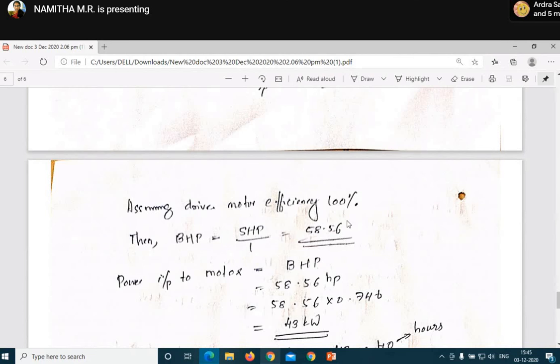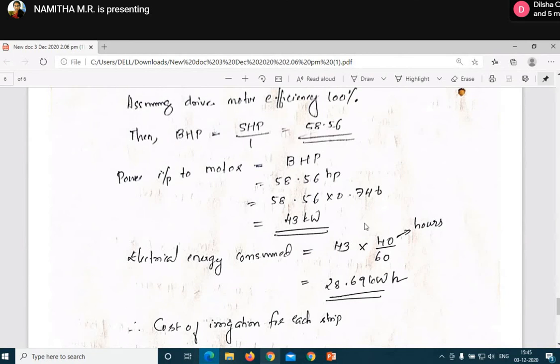Now this is in HP, so we have to convert it into kilowatt. While converting it into kilowatt, we have to multiply it with 0.746. So this much kilowatt is there. Now electrical energy consumed: we are using the pump for 40 minutes only. So the electrical energy consumed is equal to 43 into 40 minutes. We have to calculate the unit in kilowatt hour, so minutes is converted into hour by dividing with 60. So you'll get 28.69 kilowatt hour.